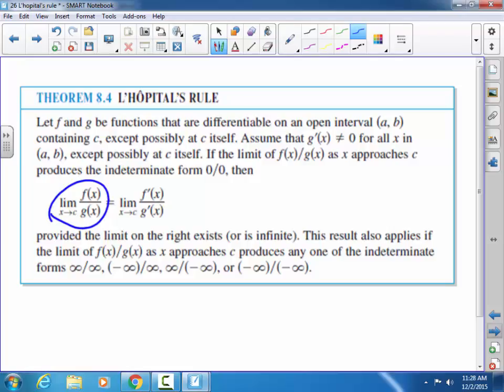So suddenly this is a huge game changer for us, people. We don't have to go through any factoring. We don't have to go through any trig identities or multiplying by the conjugates and all that. Suddenly, all we have to be able to do is take the derivative of the numerator, the derivative of the denominator, and evaluate that limit. Okay? So let's go back.